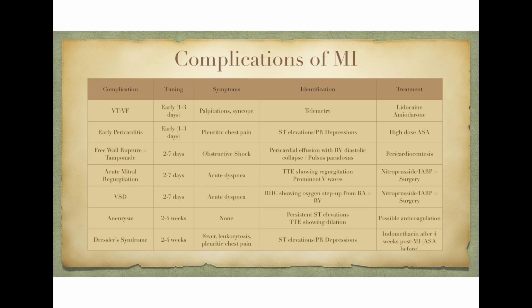The preferred agent for treating VT in the setting of an acute MI is actually lidocaine. This is one of the few situations where we do prefer lidocaine as a first-line agent, but amiodarone is also an acceptable option.